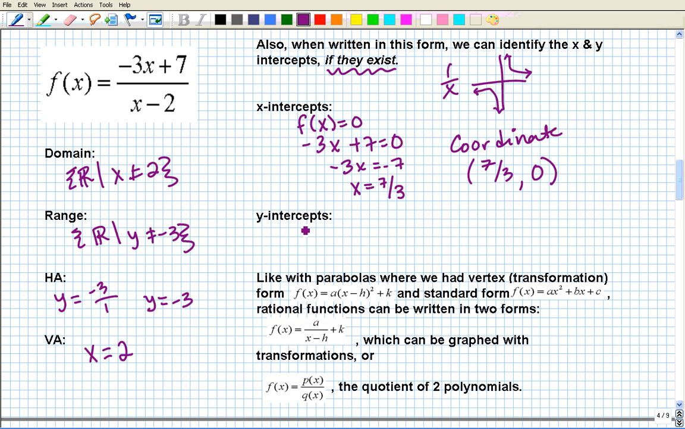For the y-intercept, remember that's when x is always equal to 0. So for this one, you just plug the 0 in for x. You'd have negative 3 times 0 plus 7 over 0 minus 2. And so you would get 7 over negative 2. So the coordinate for this one would be, the x is 0 since we plugged the 0 in, and the y value is negative 7/2.